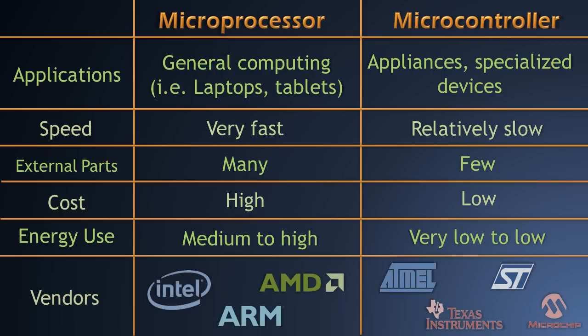Now, vendors. Who makes them? You're probably familiar with people who make microprocessors. You have Intel and AMD and ARM. If you're familiar with these, you might have seen them on your computer box. It might say Intel Inside or AMD or whatever. Microcontrollers, on the other hand, you might not have ever heard of these companies in your life. Like, what's an Atmel or an ST or a Microchip? Or Texas Instruments, you probably have heard of, but you didn't know that they made microcontrollers, did you? Or maybe you did. I don't know. Maybe you're really smart, and maybe you shouldn't be watching this video because you're a genius. I don't know.